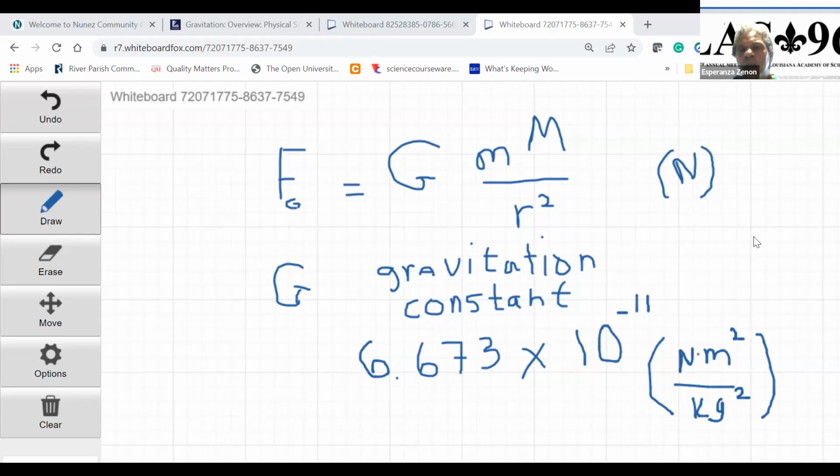So on Thursday, we're going to take this equation and we're going to actually use it. And then we'll look at how this force, this gravity force, connects to the uniform circular motion that we looked at several weeks back when we looked at the satellites, for example. Okay.